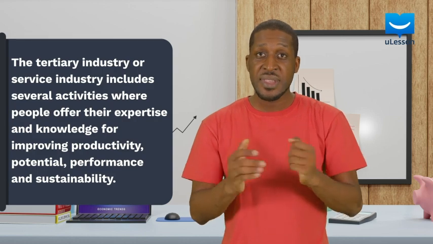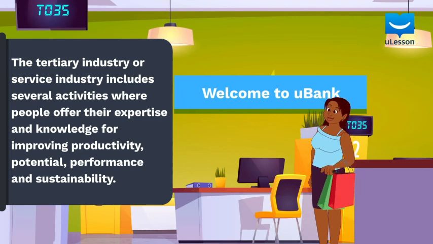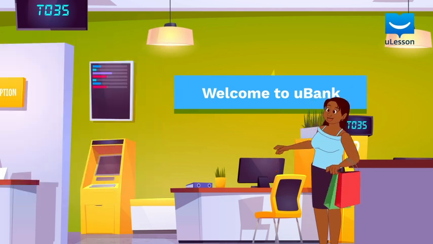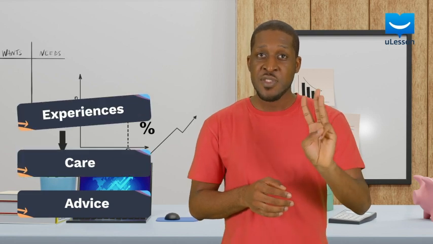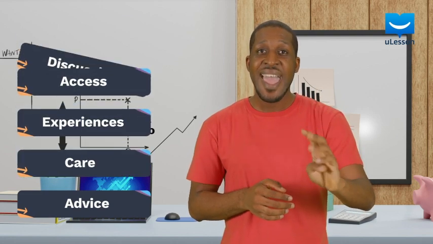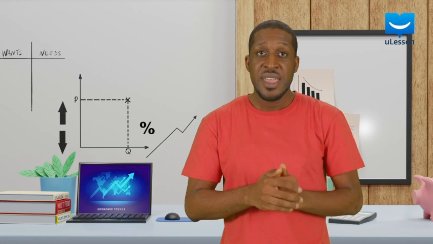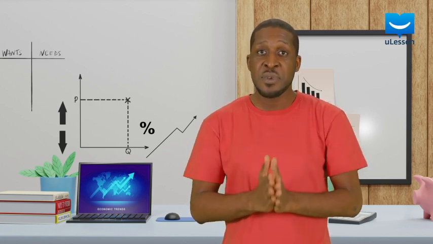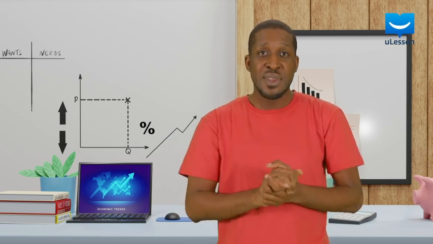Lastly, we have the tertiary industry, which consists of the service sector. This includes several activities where people usually offer expertise and knowledge for improving productivity, potential, performance, and sustainability. The most prominent element of the tertiary sector is the production of several services that include advice, care, experiences, access, and discussions. The services may also involve the transportation, distribution, and sale of goods from the production company to the consumer through different channels.